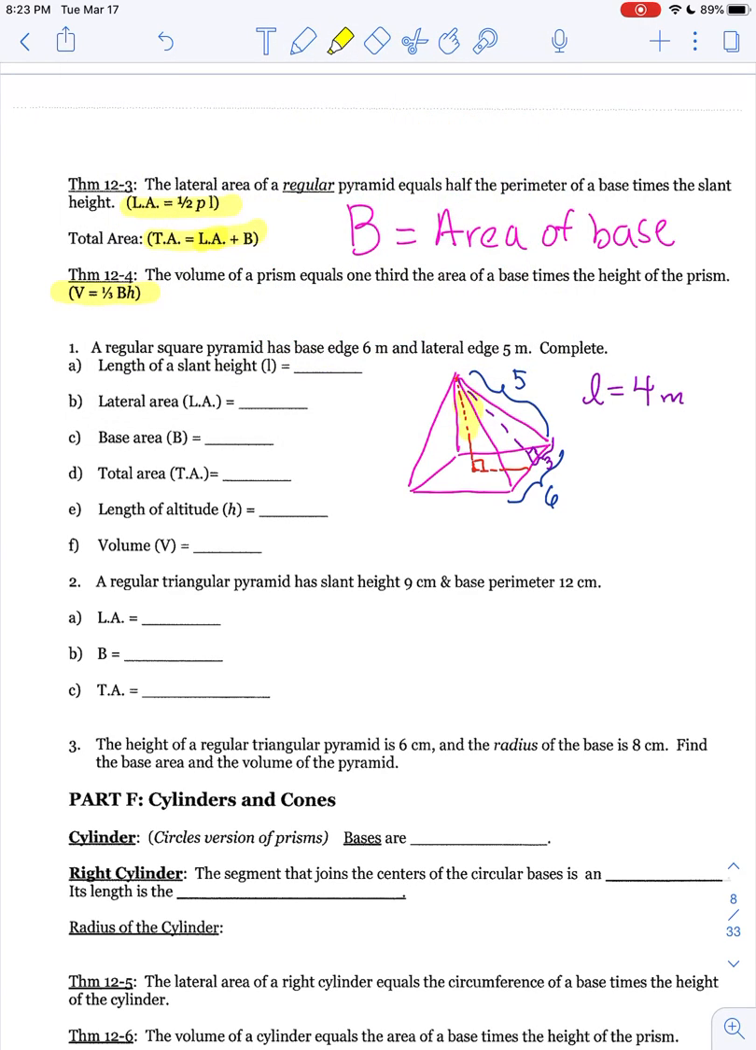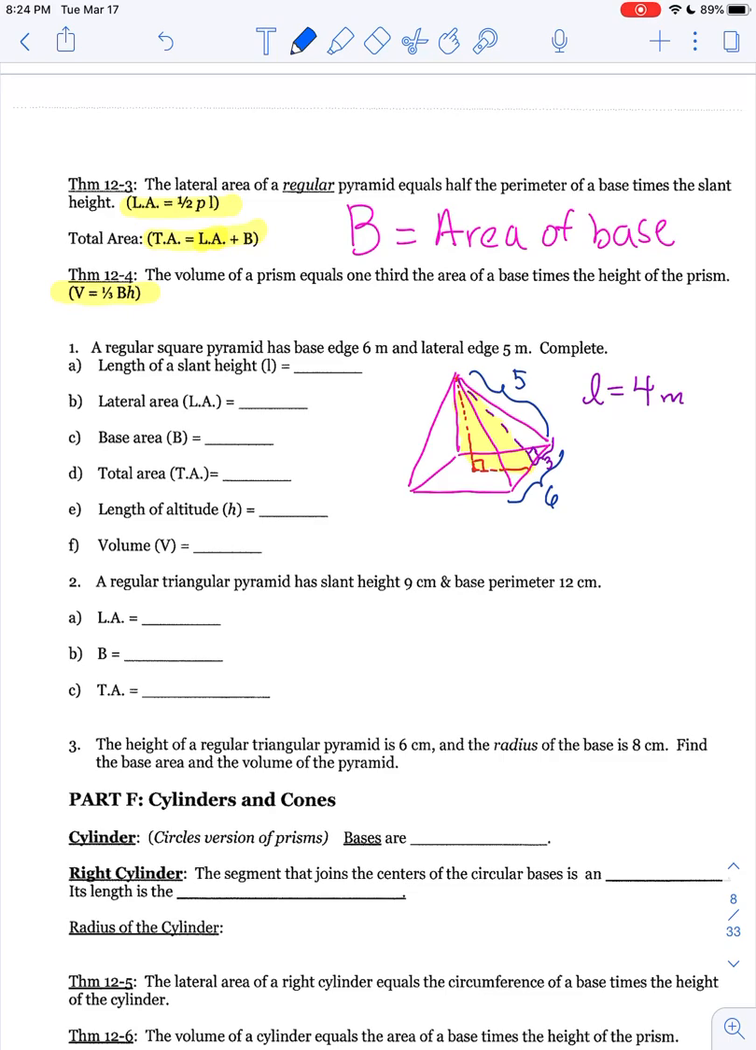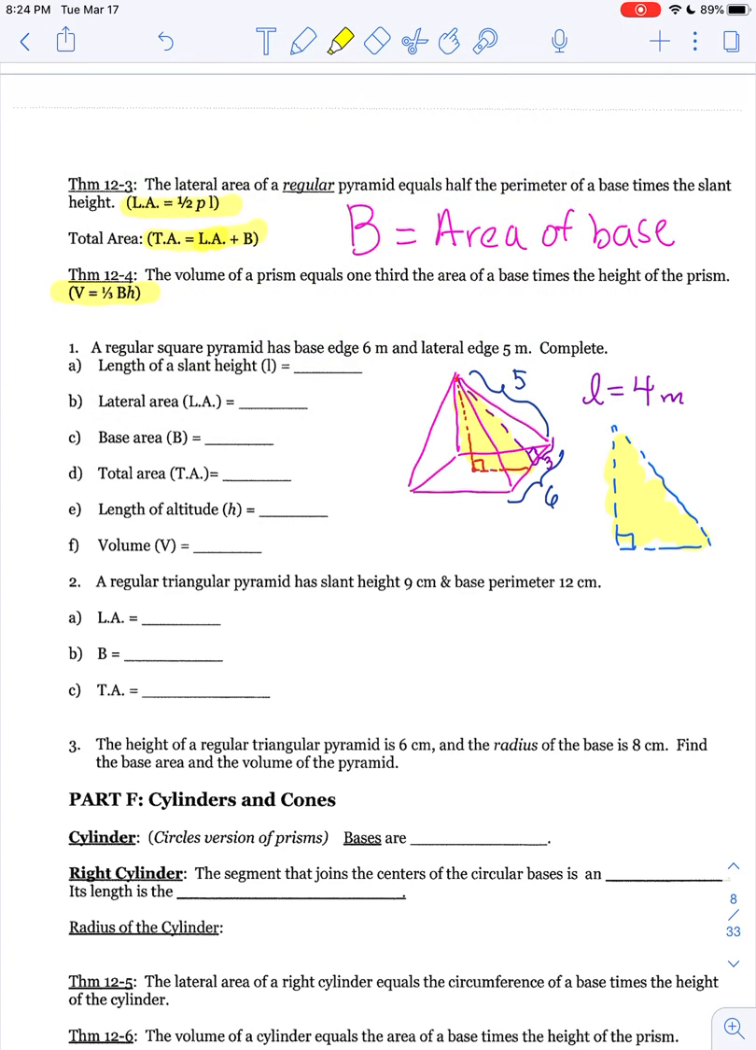Okay, so within there you see that there's a triangle, and that's the triangle we're going to focus on. If the slant height is 4, this value here, let me go ahead and draw an arrow to that so you can see. This is the triangle that you see, and I'm going to highlight that also yellow. Those are the same triangles.